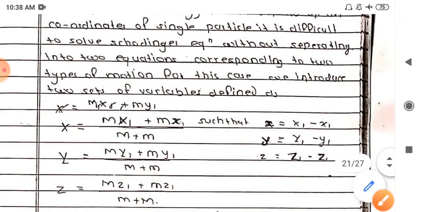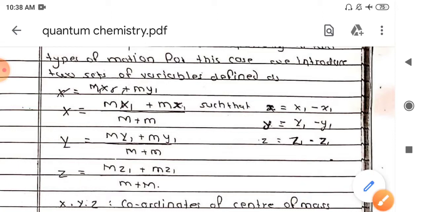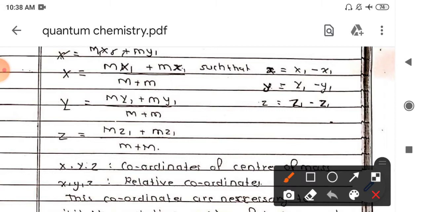So the corresponding two types of motion, for this case we will introduce another set of variables, that is capital X, capital Y and capital Z. So along the X direction, my mass is represented by capital M, this is the reduced mass type or the center of mass coordinates. These coordinates are the center of mass coordinates, which can be obtained by simply taking the average of the two masses and their distance from each other.